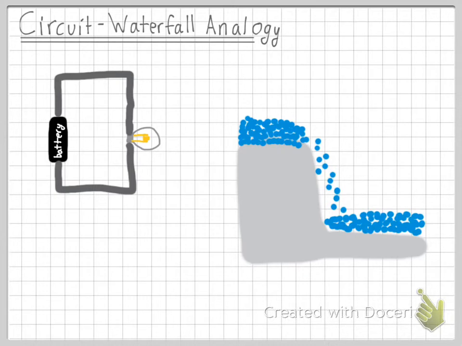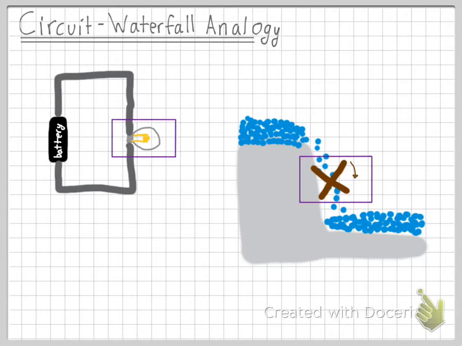So we are able to retrieve some of the energy of the waterfall molecules by adding a water wheel into the middle of the waterfall. The water molecules push down on the water wheel and spin the water wheel. We could then use this spinning crank to spin another apparatus. So it is essentially the tool that we use to extract energy from the waterfall. So in the circuit, we use the light bulb to extract energy from the circuit. So the flowing charges give their energy to the light bulb.